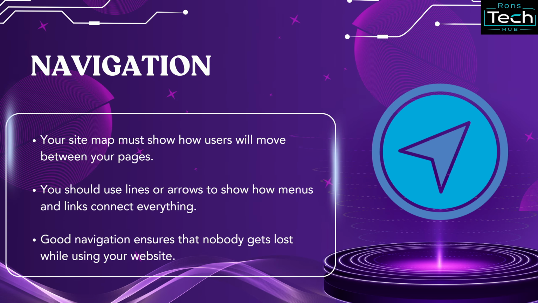Your sitemap must show how users will move between your pages. You should use lines or arrows to show how menus and links connect everything. Good navigation ensures that nobody gets lost while using your website.